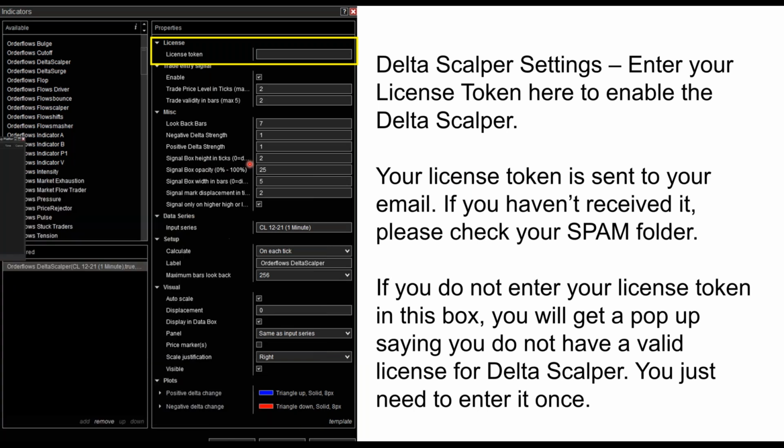Once you add it to NinjaTrader as you would any other indicator, it takes about 15 seconds. You open it up, you find it under available indicators, Delta Scalper, make sure it shows up here. You drop your license token in there. Simple. And again, if you don't see your license token in your email, check your spam folder as well. Sometimes people's things get sent to spam.